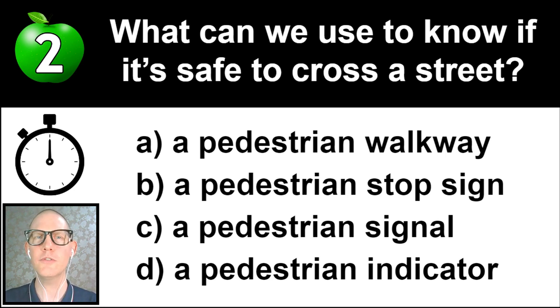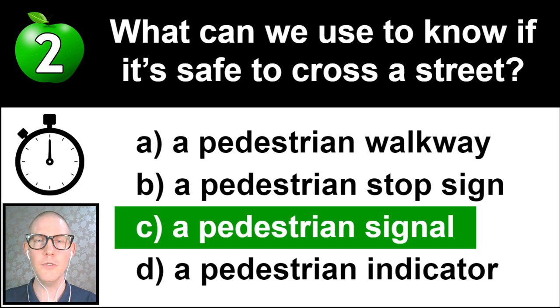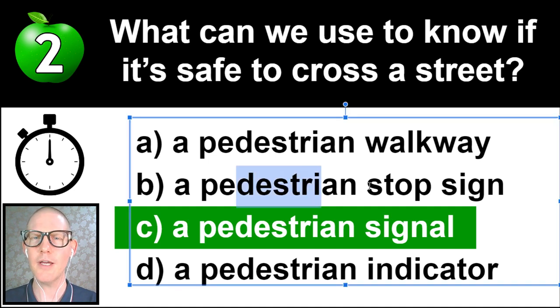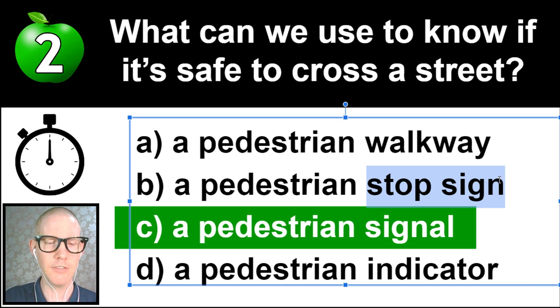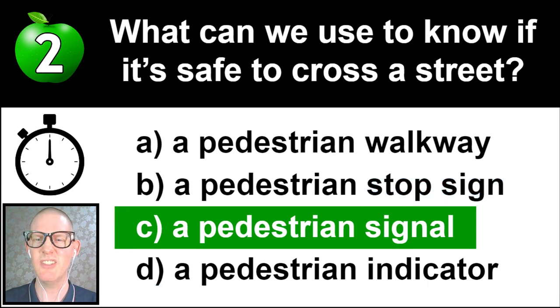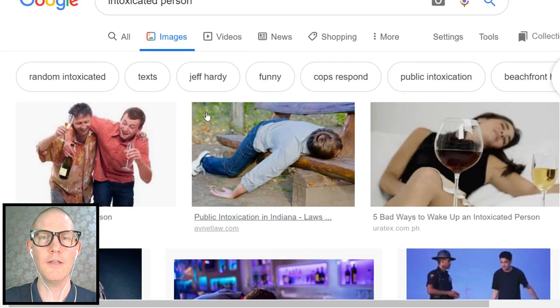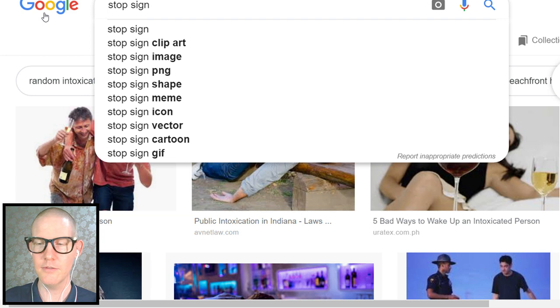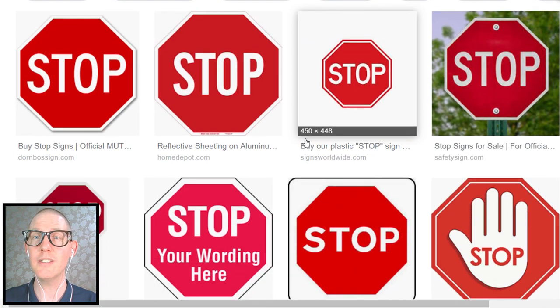Okay, what can we use to know if it's safe to cross a street? Well, we can use a pedestrian signal, right? We talked about that a few times in the lesson. All right, so let's take a look at the wrong answers. A pedestrian stop sign. That doesn't really work because you don't really hear that phrase all that often or at all. And a stop sign is this big red thing that says stop.